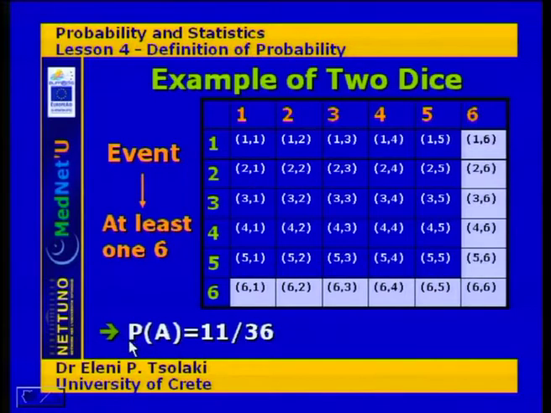Now, let's say that we are interested in the probability of A. According to the rule we have seen before, the probability of A will be the number of elements in the event divided by the total number of elements in the sample space. So A has 11 elements. We can see here 6 and 5, 11 elements divided by the 36 total number of elements in the sample space. So the probability of A is 11 divided by 36.